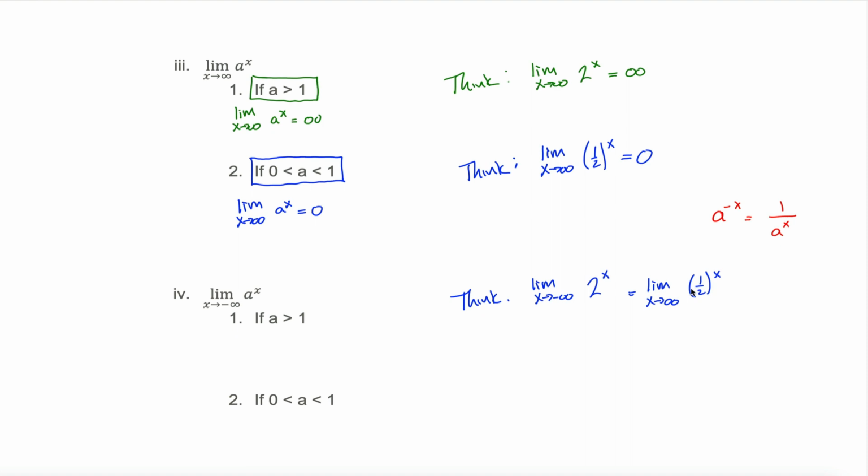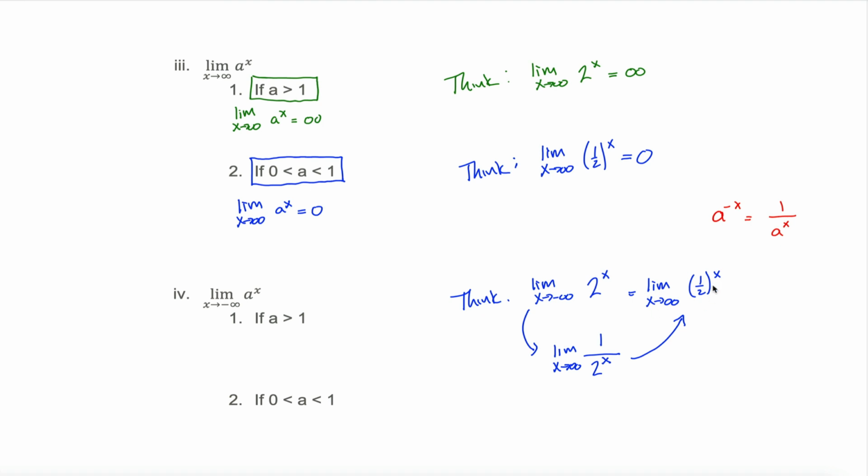Wait, what just happened there? Think about a really, really large negative value of x here. That's going to be the exact same as 1 divided by 2 raised to a really, really large positive value of x. So this expression is the exact same as this expression down here. Because 1 raised to any power is just equal to 1, this expression down here is equal to this expression up here. So these two must be equivalent.